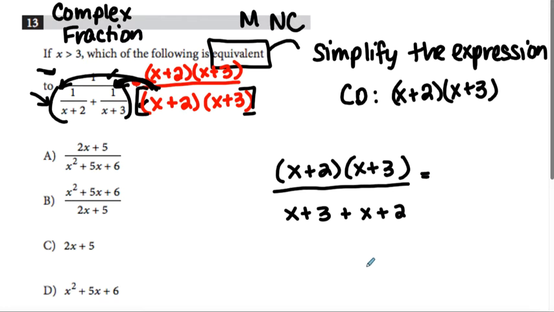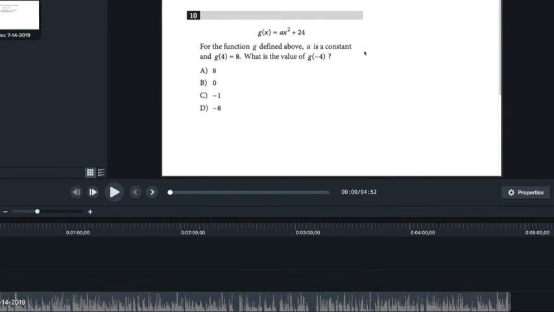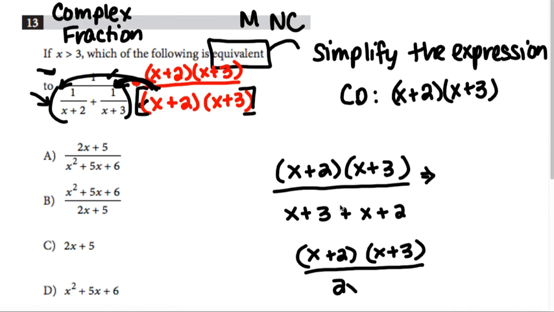Then all I have to do is simplify these equations. So that's going to give me x plus 2 times x plus 3 all over 2x plus 5. Now early on I looked at it and got rid of C and D anyway, but this one helps me see that my answer would have to be B.